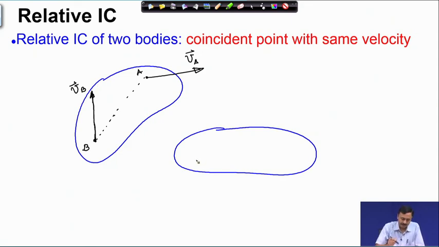Now, this body can have another point, let us say, let me call it D, with the velocity of point D, and another point E. Let me say that this must be the projection of the velocity of E along E D.